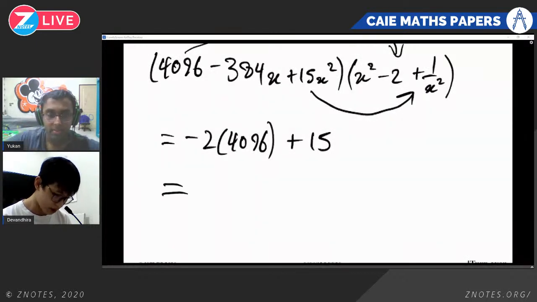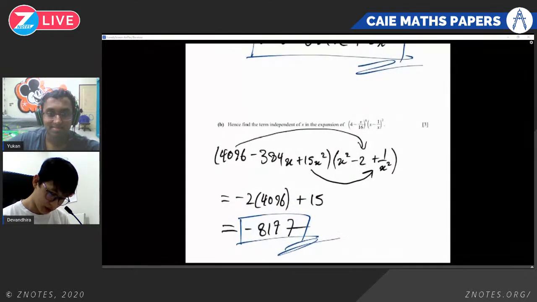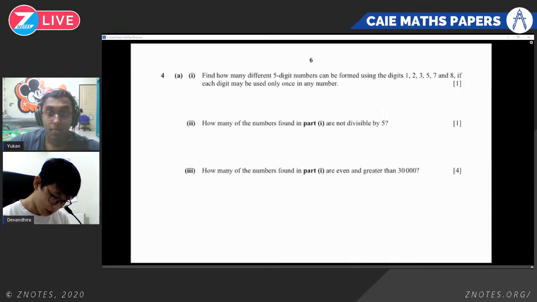And we can simplify this. Just put it in your calculator, you'll get the answer. Yeah, you'll get negative 8177. Okay. Box your answer, and we're done. 6 marks for this page. Very good. Okay, next one.